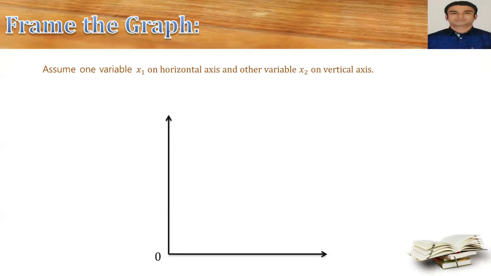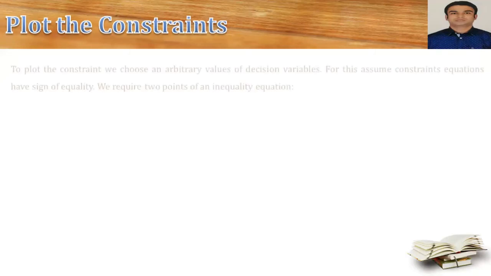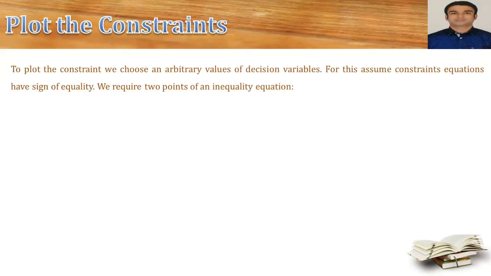First step for the LPP problem is to frame the graph. Here, I assume variable x1 on the horizontal axis and variable x2 on the vertical axis. Simple graph: x1 on the horizontal axis and x2 on the vertical axis. And this one is our origin point, 0 and 0. Next step is to plot the constraints. For plotting the constraint, we choose an arbitrary value of the decision variable. Now, how can we choose the arbitrary value?